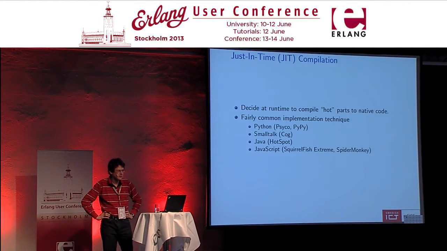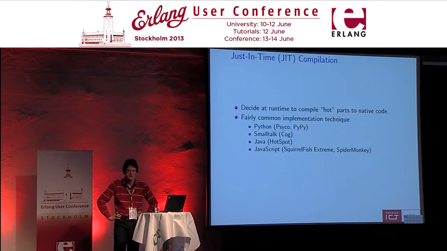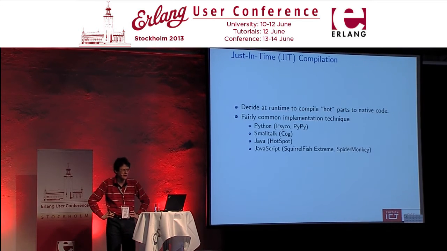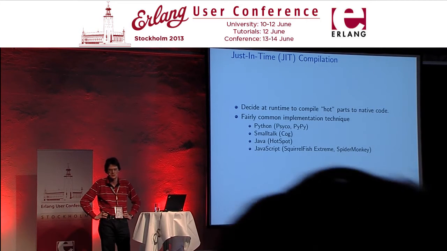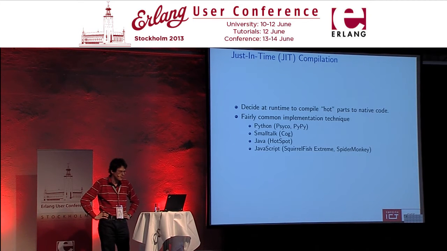Just-in-time compilation is an optimization technique that is used to improve the performance of VM-based languages. It's been fairly commonly used. JIT compilers exist for many cool languages such as Python, Smalltalk, Java, JavaScript. So it's about time that Erlang gets one.